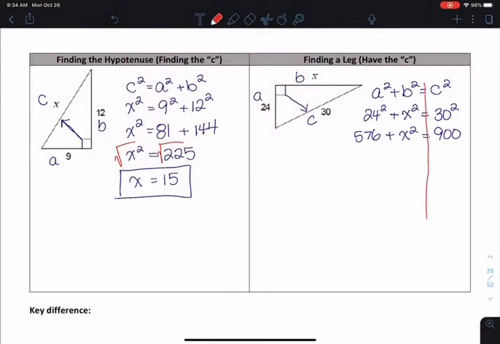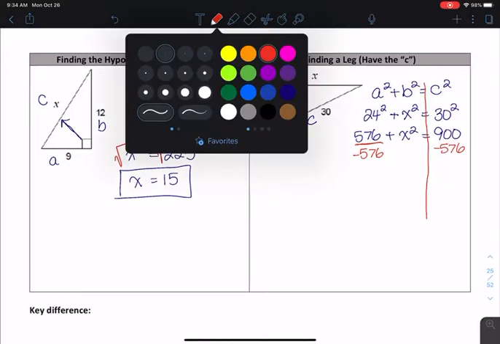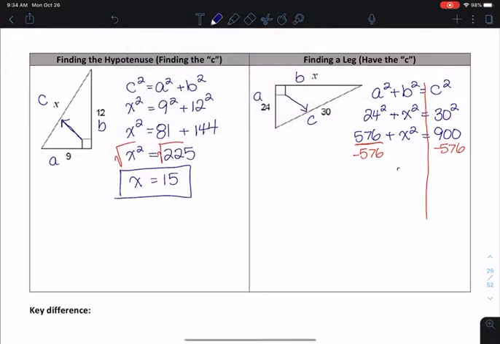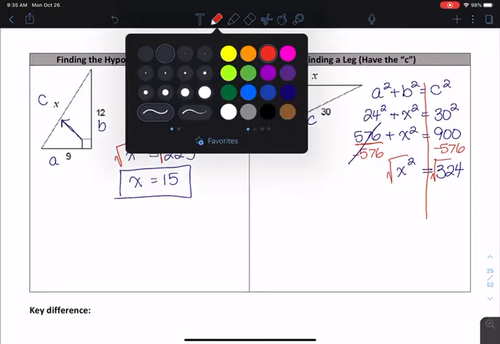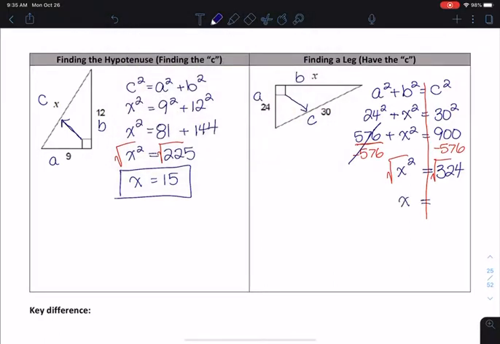So the X squared has a 576 attached, and it's attached by addition, so I'm going to subtract 576 from both sides because the opposite of addition is subtraction. And on the left side, that leaves me with X squared because these two cancel out. And on the right-hand side, we get 900 minus 576, which is 324. Then to solve for X, we take the square root of both sides. So that leaves me with X on the left, and the square root of 324 is 18.